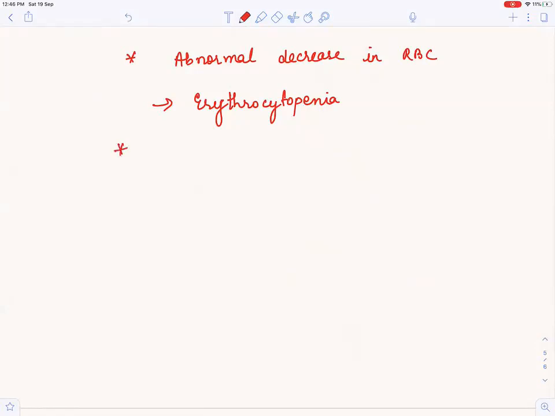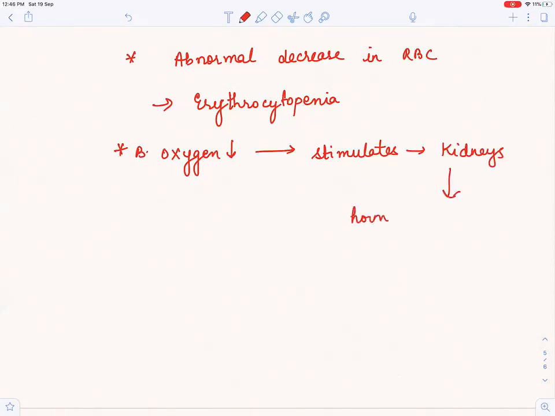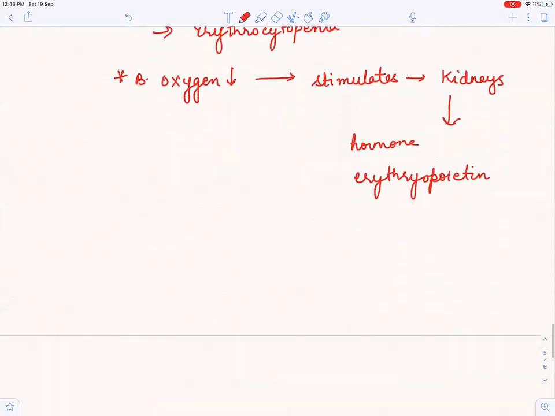Okay. What happens when the blood oxygen level goes down? It will stimulate the kidneys to produce which hormone? To produce the hormone erythropoietin. We'll do it in detail. And then what will happen? It will stimulate the bone marrow to increase RBC production. Okay. Just a very brief idea I am giving to you.